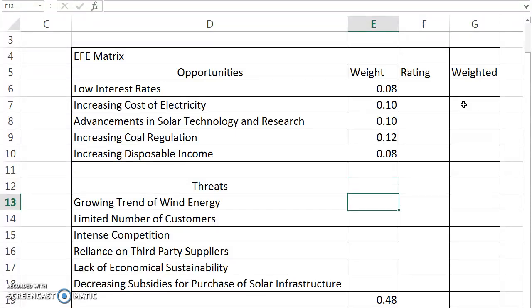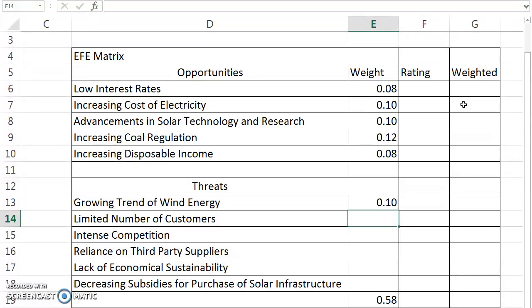Growing trend of wind energy. We've seen more and more windmills, wind farms, and that's a competition to solar. And it's a pretty significant competition right now, especially depending on where you're located. So maybe I'm going to give that a 0.10.